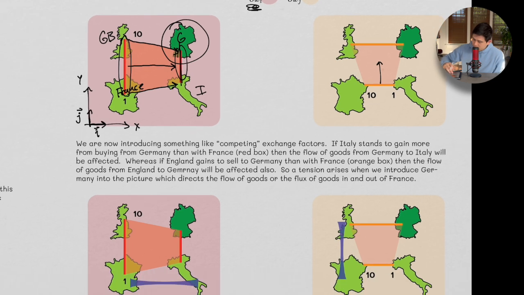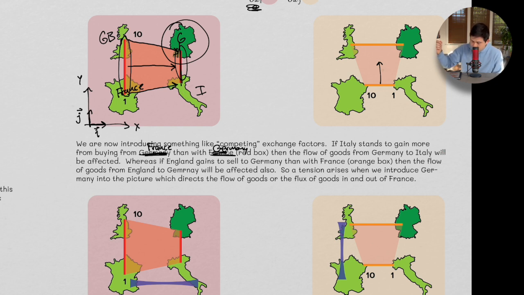All right, so now we're introducing something like competing exchange factors. If Italy stands to gain more from buying from France, right? So this should be France because I changed it. Then with Germany, this should be Germany, the red box. Then the flow of goods from Germany to Italy will be affected. So from Germany to Italy will be affected.